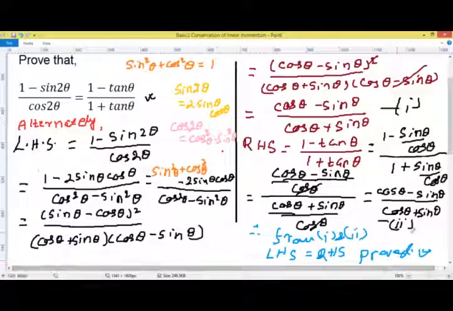Okay guys, hope this sort of skill will help you understand how to work with problem solving, especially where the problem asks you to prove left hand side equals right hand side. Okay, so this is all for now, and thank you for watching.